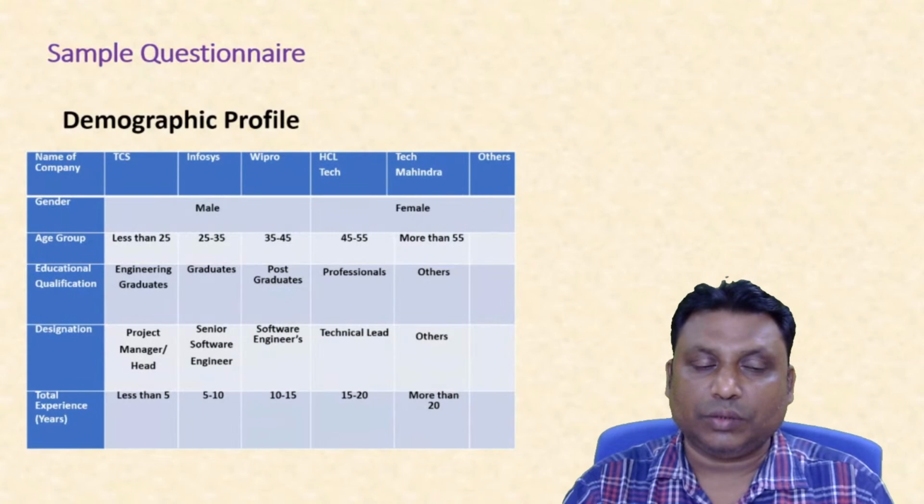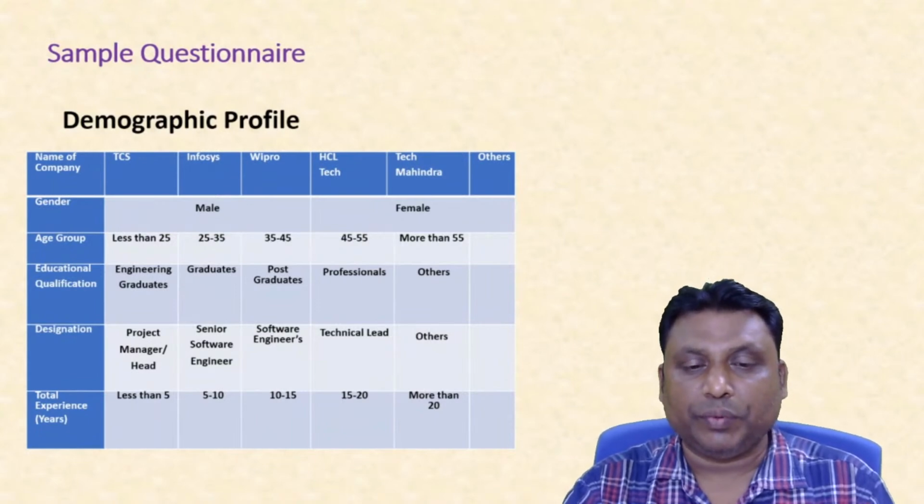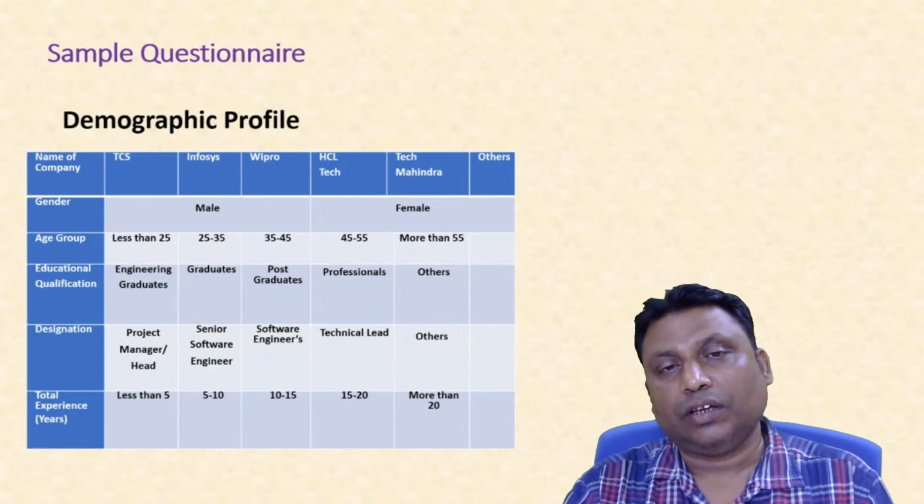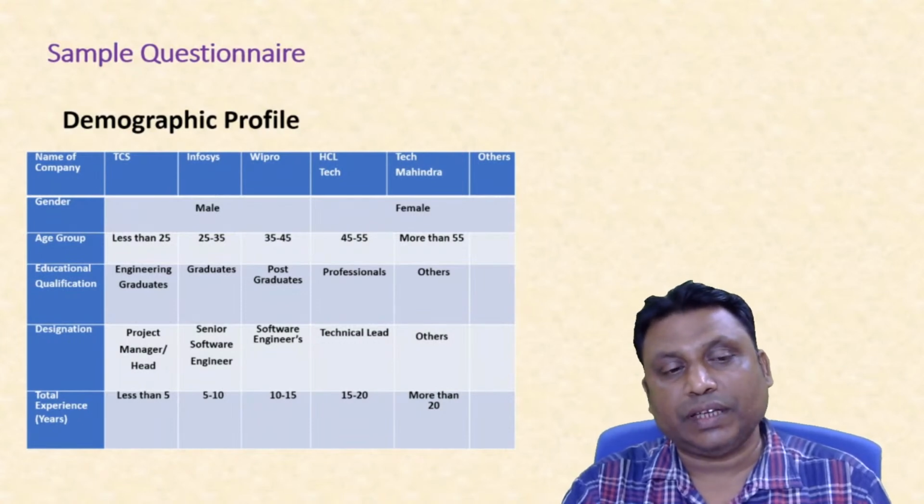Designation also. I have given project manager, senior software engineer, technical head, others like this. Also you can put the total years of experience: less than 5, 5 to 10, 10 to 15, 15 to 20, and more than 20. So accordingly we can write. According to your objectives and your requirement, you can also change it.